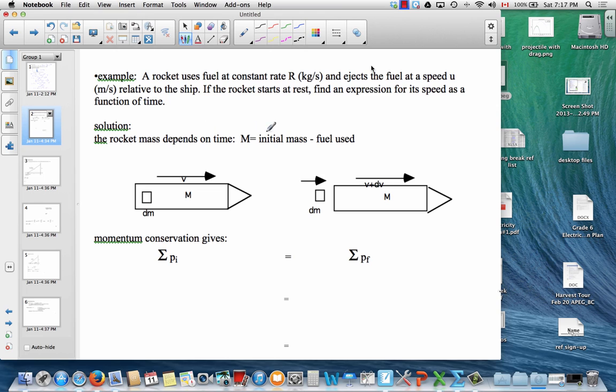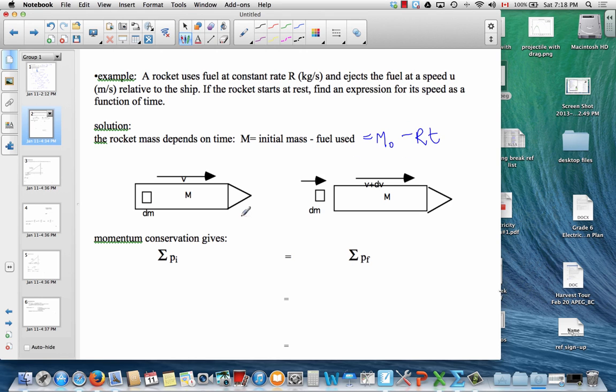Now the rocket mass you see is changing with time as we use up fuel. Now that means that the mass is going to decrease with time. Let's say m0 is the initial mass of rocket and fuel together. If you're using a constant rate r of fuel, then the mass will decrease in direct proportion to time, as follows.